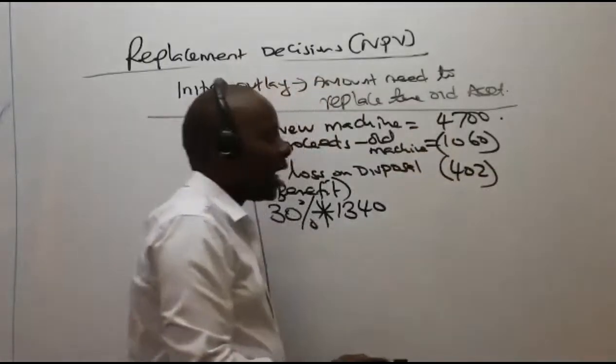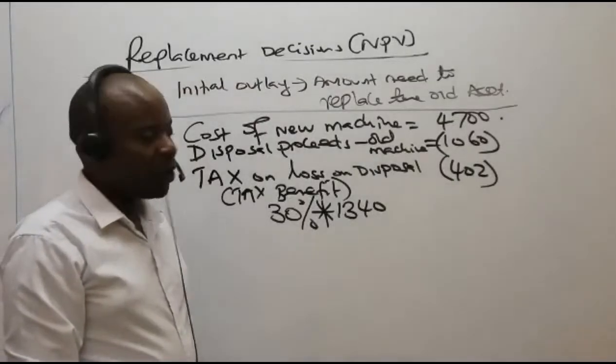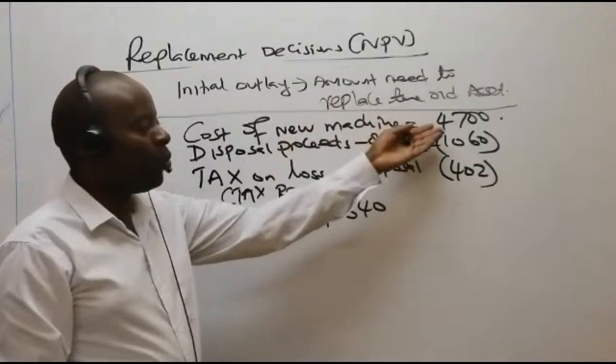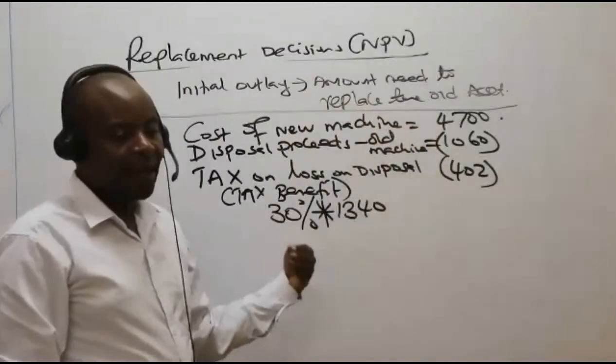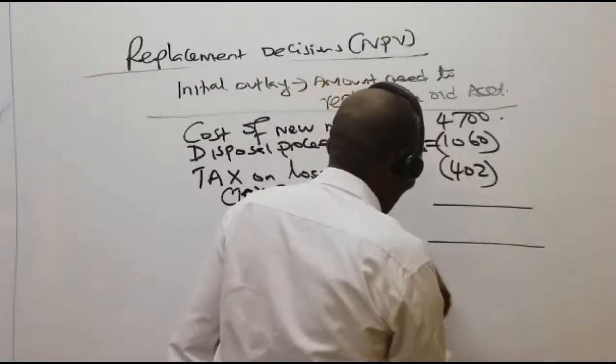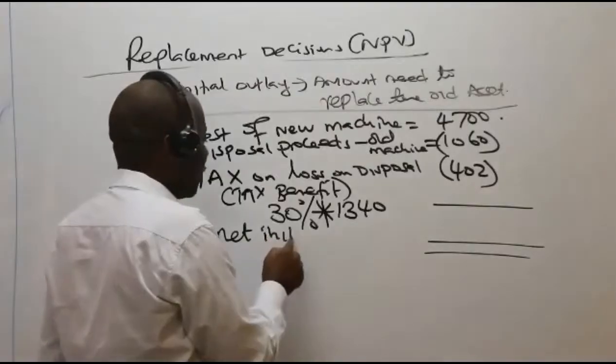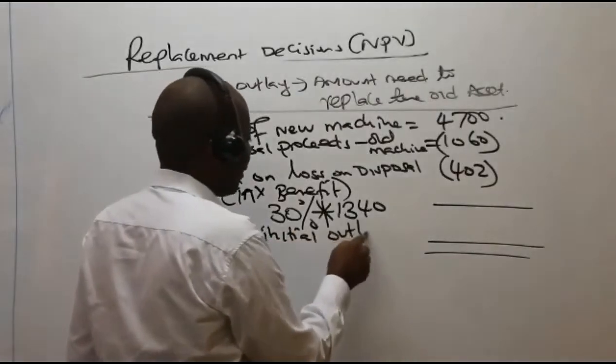Because we are comparing these two payments and this is a benefit, straight away, ladies and gentlemen, I'll be required to subtract, because we took the outflow to be positive. So the inflows must be negative. So in this case, could you come here and tell me what the net initial outlay will be?